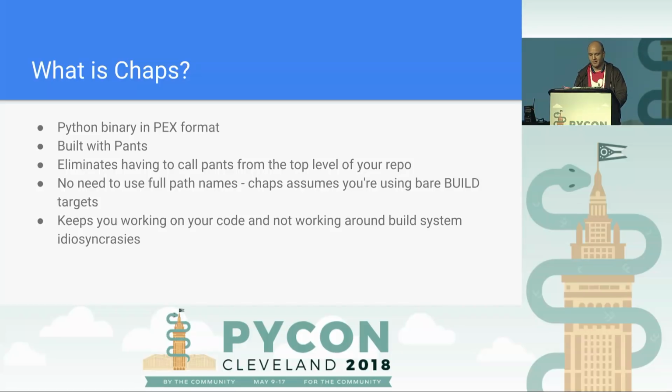What is Chaps? It's a Python binary in PEX format. It's built with Pants. You don't have to call Pants from the top level of your repo at all. Normally you have to cd to the top of the directory and call it with the relative path if it's installed at the top of the path. Since you're working in the directory, you don't need to use full path names. You just use the bare targets, and it works. The idea is to keep you working on your code and not working around build system issues.